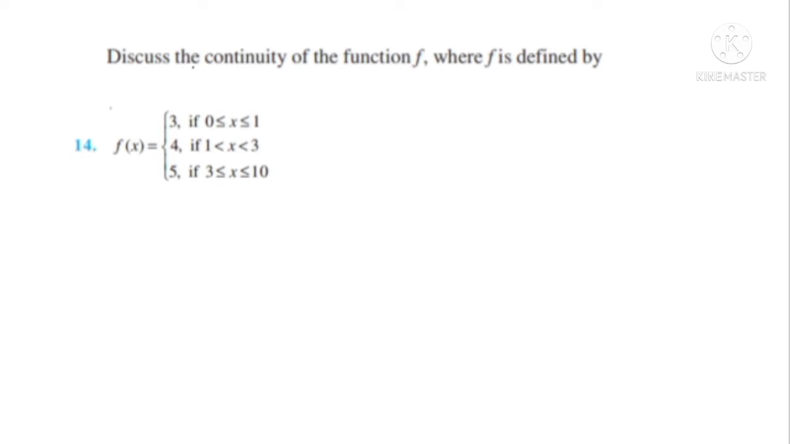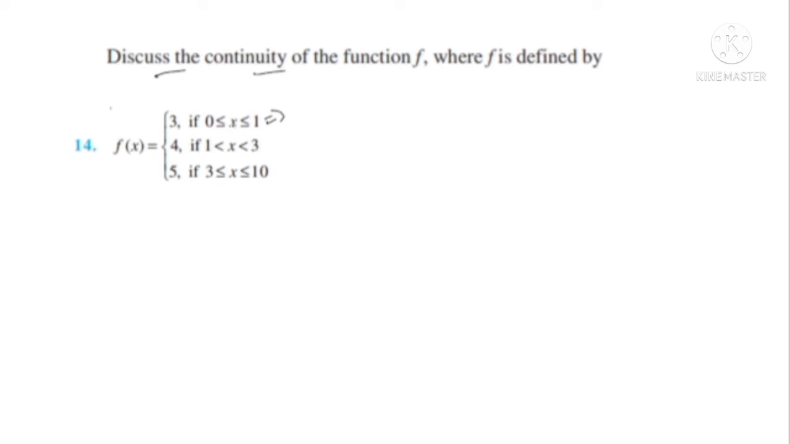Sum number 14. Discuss the continuity of the function f where f is defined by f of x is equal to 3 if 0 less than or equal to x less than or equal to 1, 4 if 1 less than x less than 3, 5 if 3 less than or equal to x less than or equal to 10.